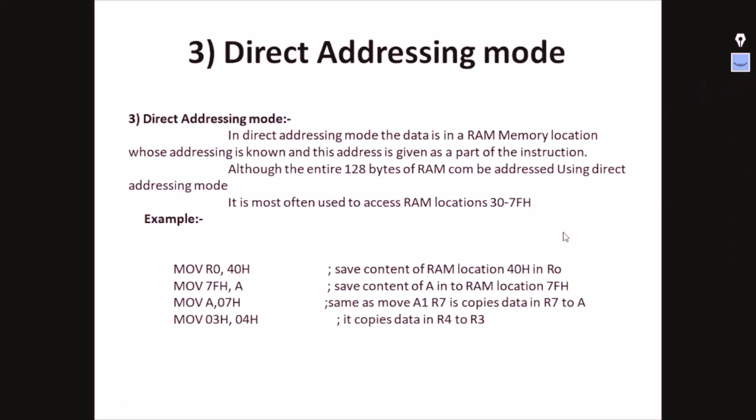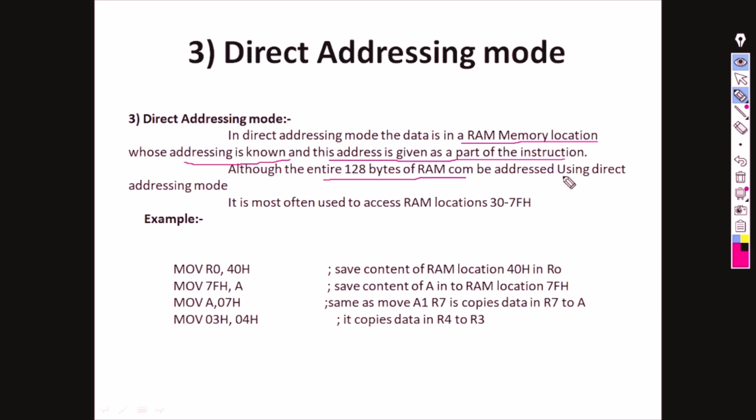Now the next mode is direct addressing mode. In direct addressing mode, the data is in a RAM memory location whose address is known, and this address is given as a part of the instruction. Although the entire 128 bytes of RAM can be addressed using direct addressing mode, it is most often used to access RAM locations from 30H to 7FH.